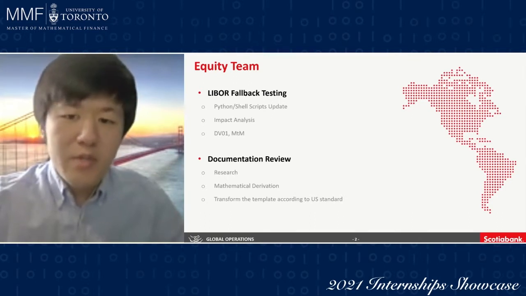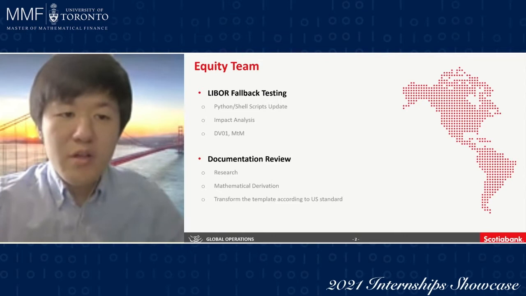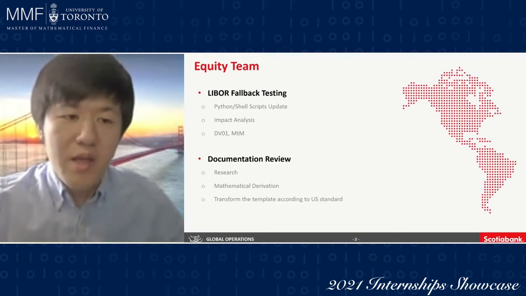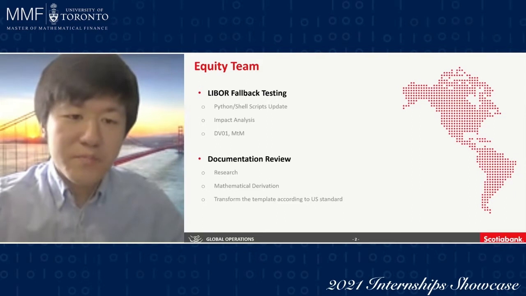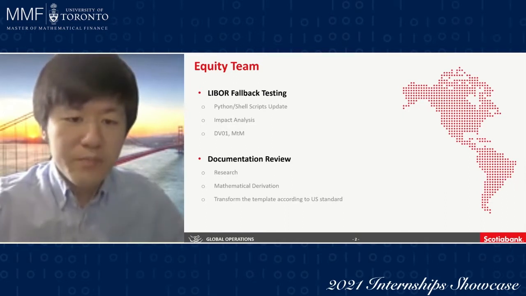I mainly updated two documents. One is for European equity option, and the other is for local volatility calibration. That part required an extensive amount of research because the documentation refers to a lot of external mathematical papers and the models contained in them. I first had to understand the mathematical formulas, and I also did some derivations myself to validate that all the formulas in the documentation were correct. The documentation should be based on the US standard, the SR 11-7 standard.